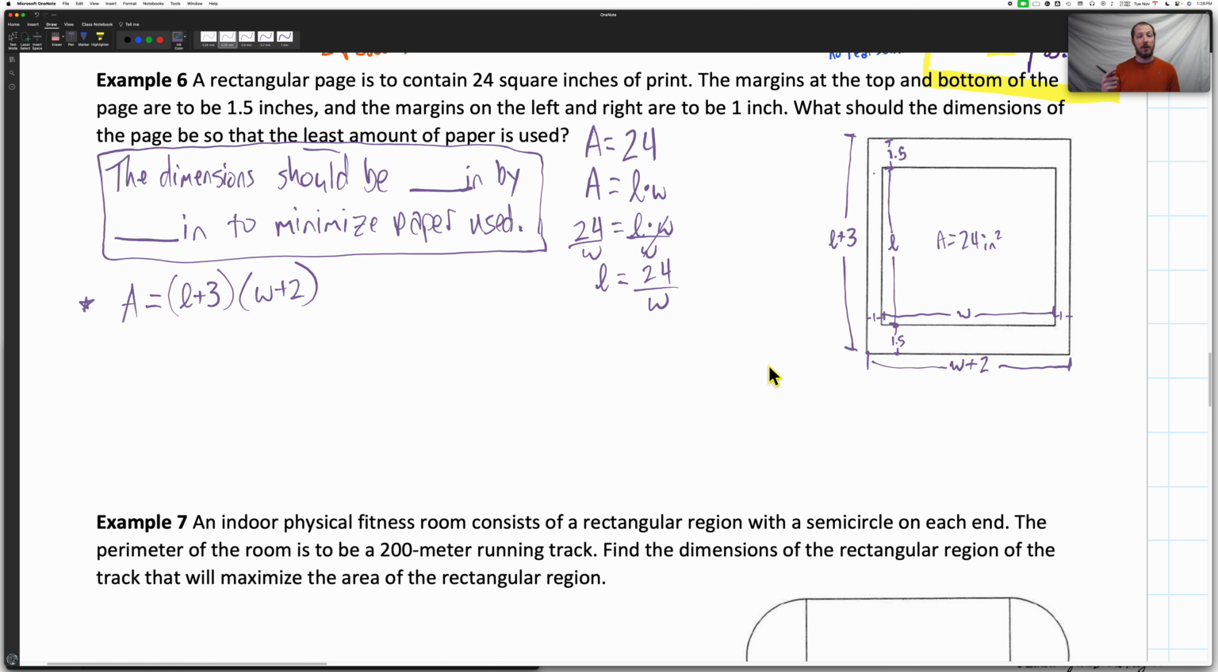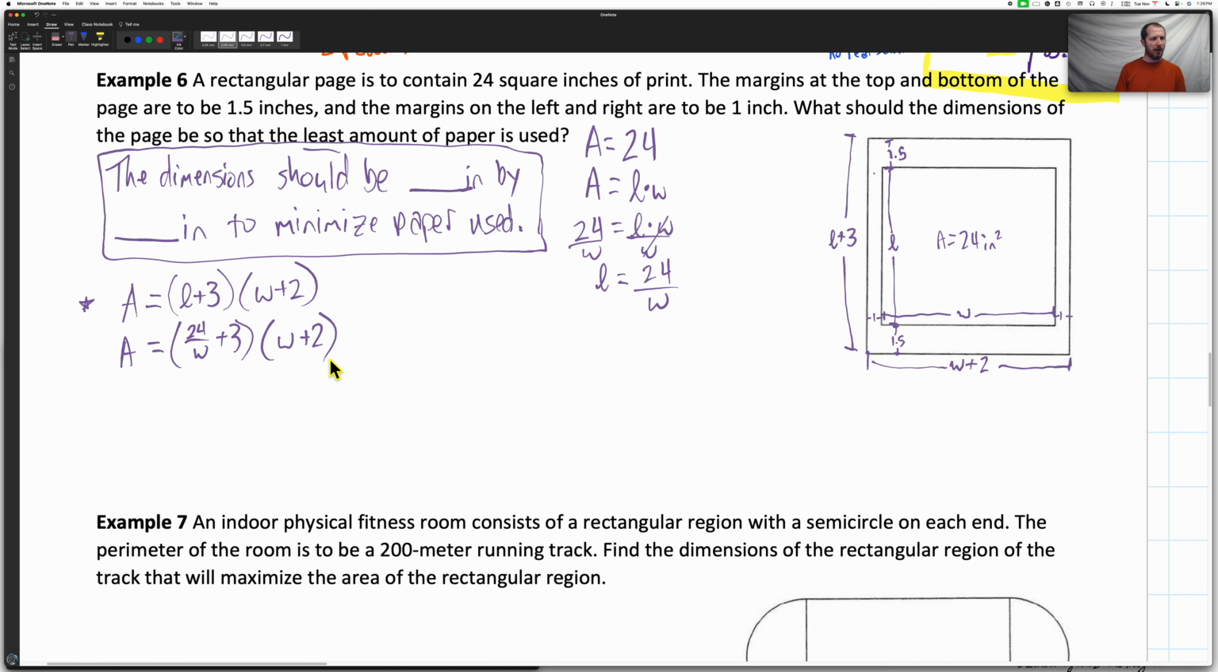All right, so now we can take that, and in order to get our optimization equation in terms of just one variable, let's plug that into L. So instead of L, we've got 24 over W. Now we've got our optimization equation in terms of just W.